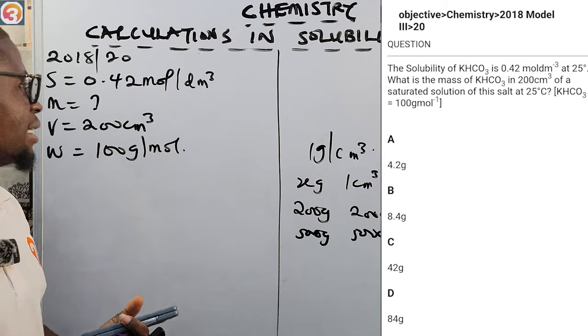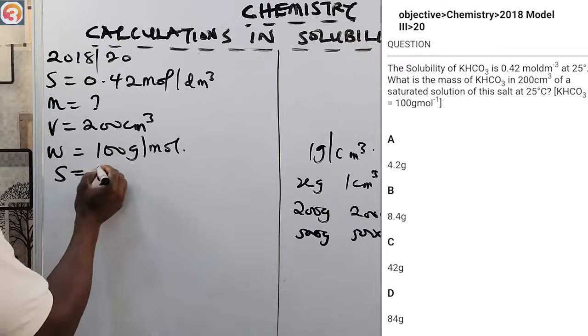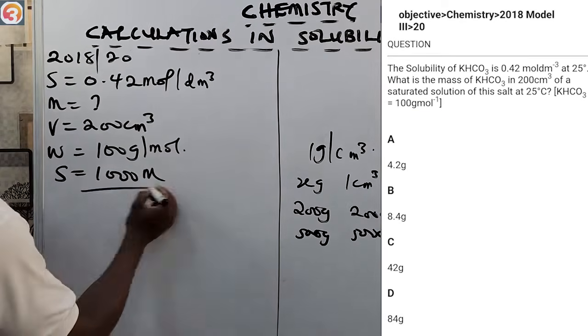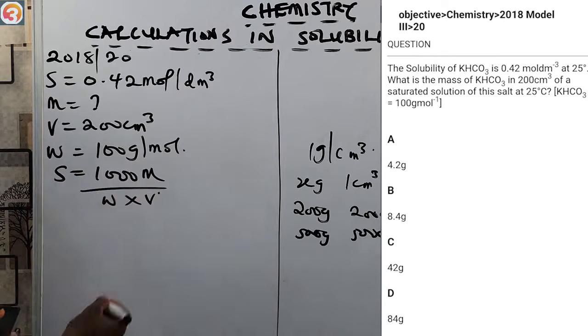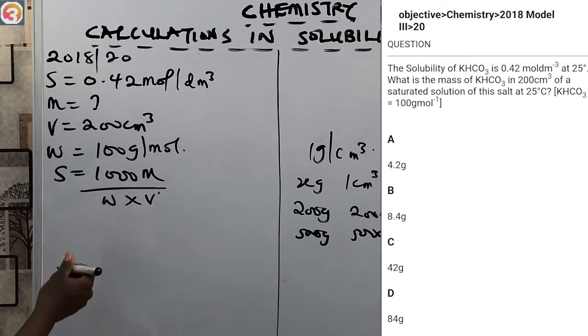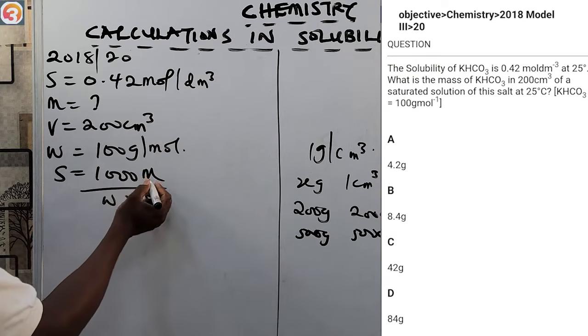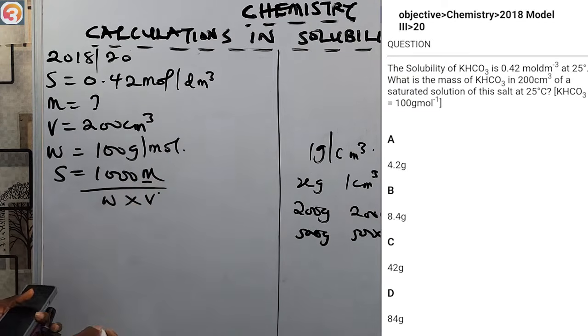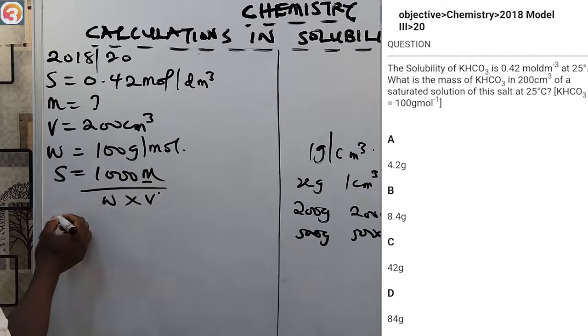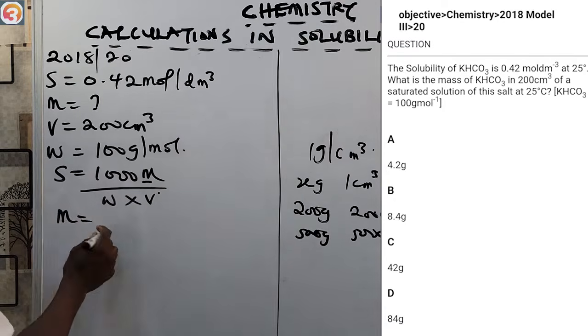So how do we learn to look for the mass? We bring our formula that solubility is what? 1000 times m over what? Molar mass times volume. Okay, so now what do we know? We do not know the mass, but we know the solubility. That means they want us to make m the subject of the formula. All right, so that means we are going to say that mass will be equal to what now?